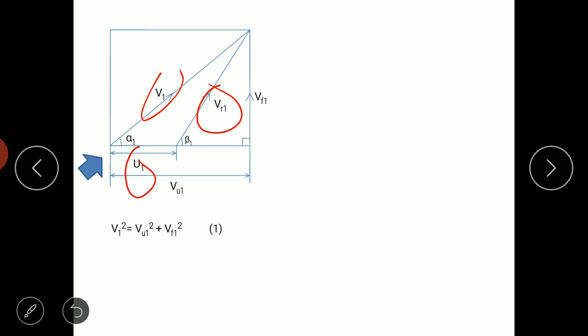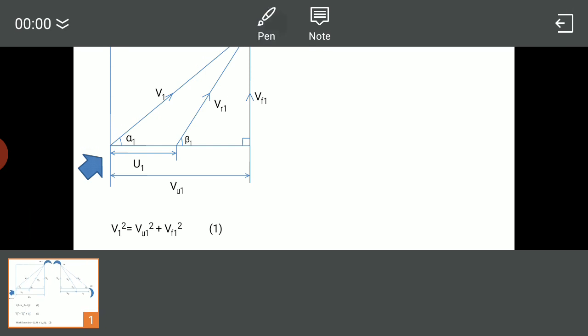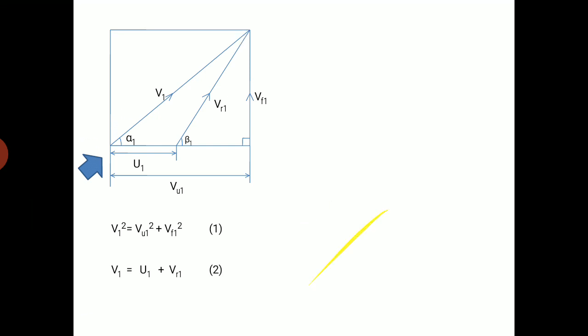So if I take a vector summation, v1 will be equal to u1 plus vr1, but it will be a vector summation. Please remember this. See here, vector v1 is equal to u1 plus vr1. So you have to take the vector, not only the magnitude, you have to take the direction also. Then you will get the correct answer.